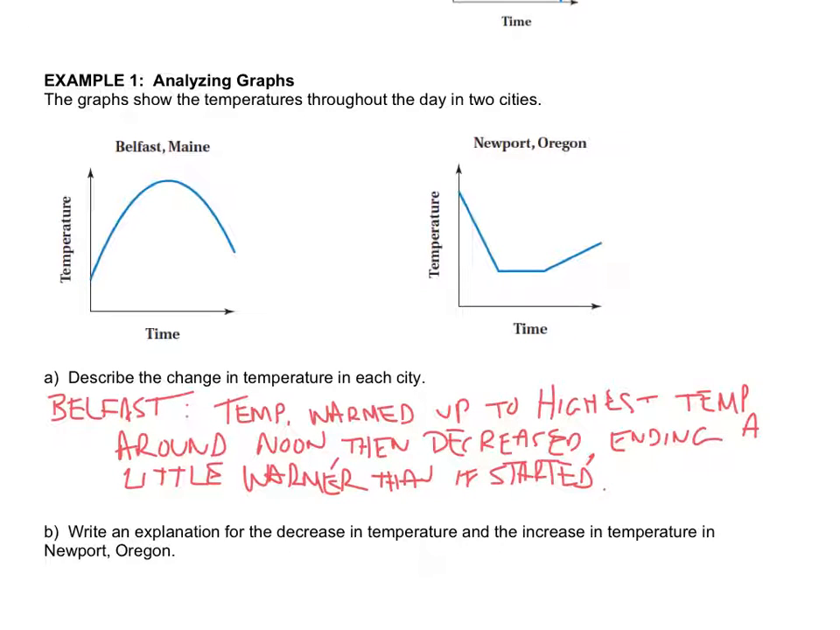So here you can see how I wrote this. Basically what I'm saying is the temperature warmed up to its highest temp around noontime. Here we can see that we peaked at our temperature. We climbed up to about noontime, and then we decreased the rest of the day. And then I added one little piece, that it ended a little bit warmer than it started. It's a little bit higher than when we started the day. Again, I don't know if that's 5 degrees warmer, 10 degrees warmer, 20 degrees warmer. It's just a little bit warmer at the end than it was at the beginning. So something like that would be fair.